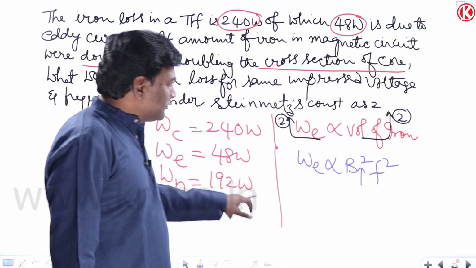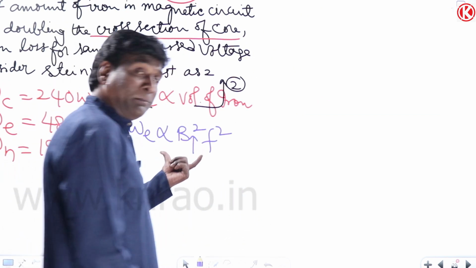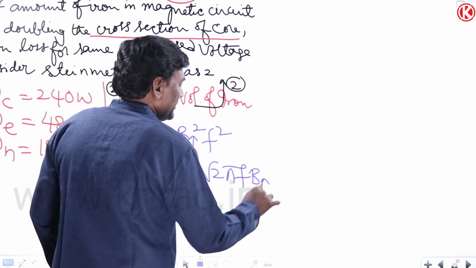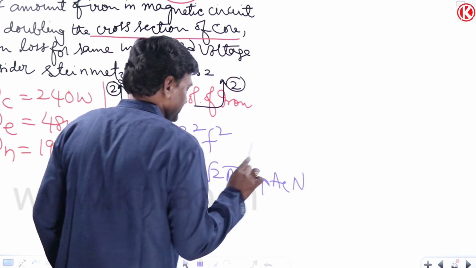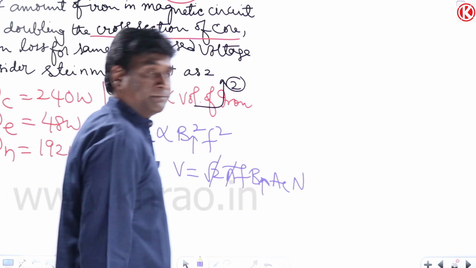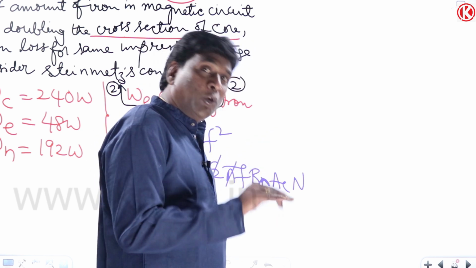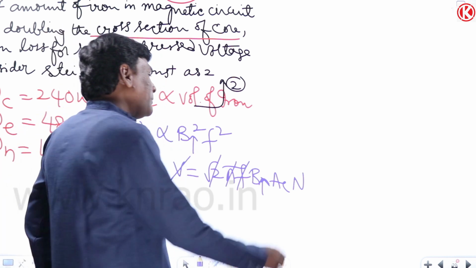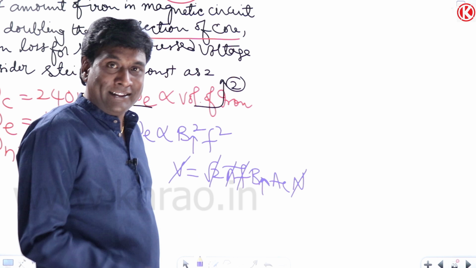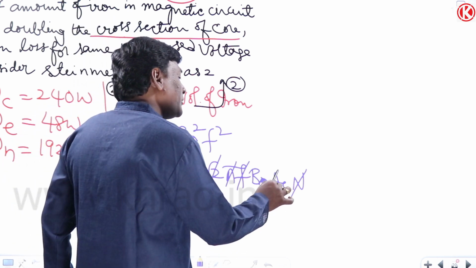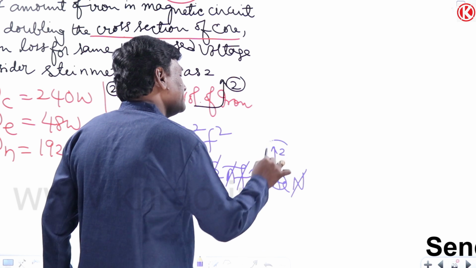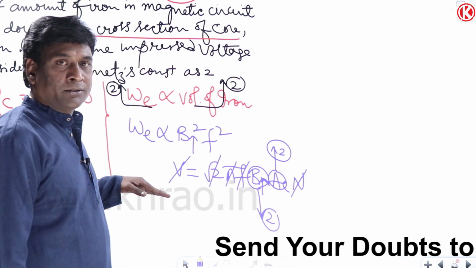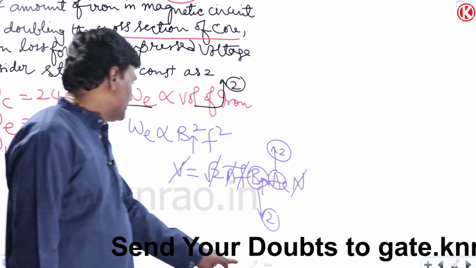Now let us think of the complete equation. V equals root 2 pi f Bmax Ac n. Root 2 pi is anyway constant, and they said same voltage and same frequency, so frequency is same, voltage is same. They did not say anything about the number of turns, so we consider it constant. The area of cross section of the core is doubled, meaning that Bmax will be reduced by 2, because everything else is constant. So Bmax is going to be half now. Now coming to here.